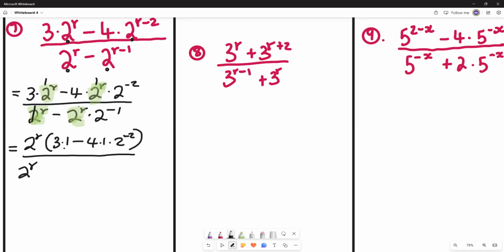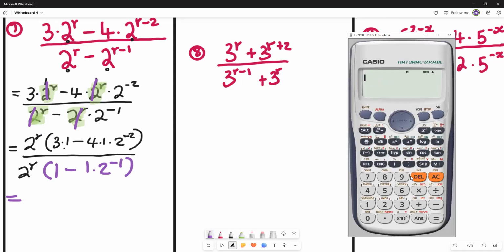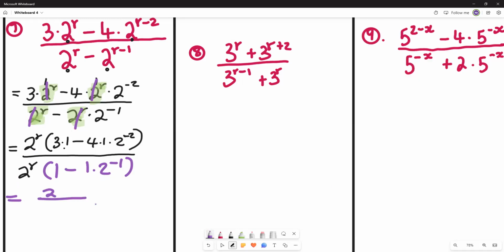Remember, you replace this whole thing with 1 and that whole thing with 1, right? So let me use a different color then. So we're going to have this. This will become 1. That will become 1. This will become 1. That will become 1. Because we're taking out a common factor. So you have 1 minus 1 times 2 to the power minus 1. And these cancel. And then let's check what we have on top. So remember, I said you're allowed to use your calculator. So it's 3 times 1 minus 4 times 1 times 2 to the power negative 2, which gives us 2 on top. Then let's see what we get at the bottom.